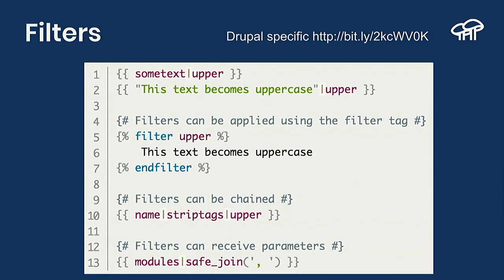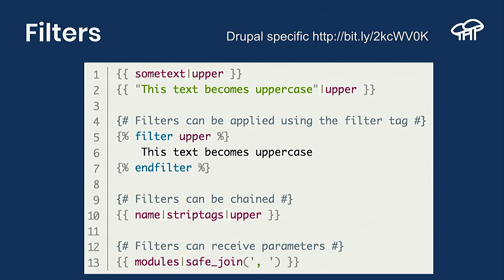Twig also has the concept of filters. So filters are used to modify something before it is being printed. The way that you work with a filter is you pass either a variable or a string or some other scalar like a number, and then the pipe symbol, and then the name of the filter. So for example, in line number 2, we are transforming a text to uppercase.